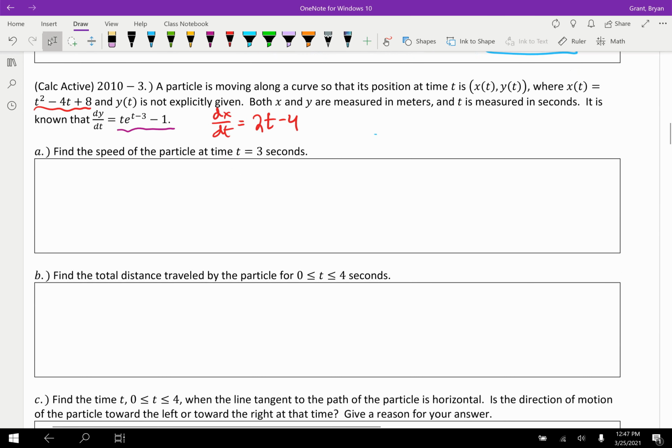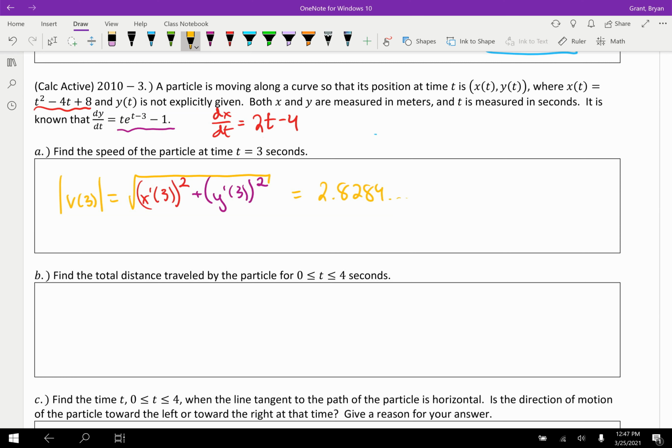Okay, find the speed of the particle at a time t equals 3. Well, we know speed is the absolute value of velocity, and so what we're going to find here is the square root of x prime of 3 squared plus y prime of 3 squared. And when you do your math, it's nothing too terrible at all. And you have a calculator really to help you out too. You're going to find that that's 2.8284.